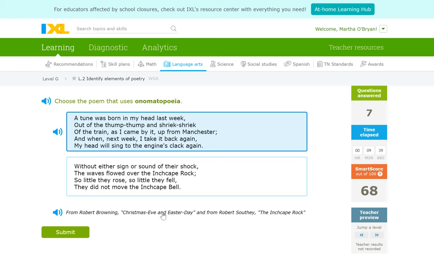Don't think that has onomatopoeia. Also, quick note, I have no idea what Inchepi means or how to say it, but I can still make an informed decision about this question. Always just be aware that just because there's a word that you don't know, especially when it's a proper noun, like the name of a place, it's okay if you don't know how to pronounce it, and it's okay if you've never heard of it. You still might be equipped to answer the question.